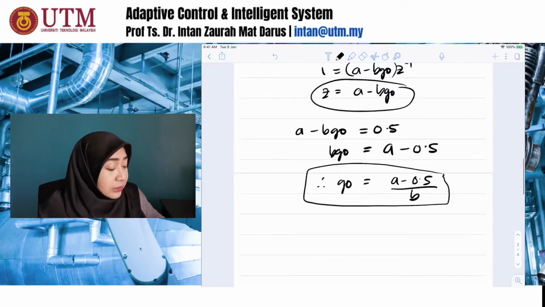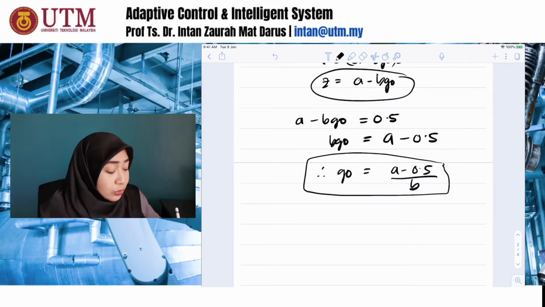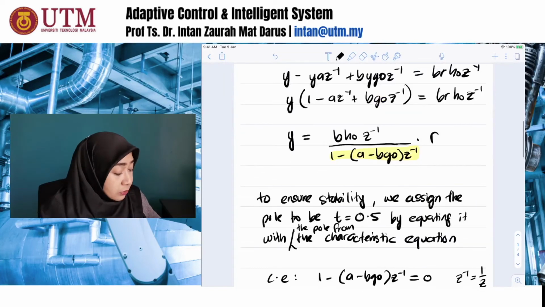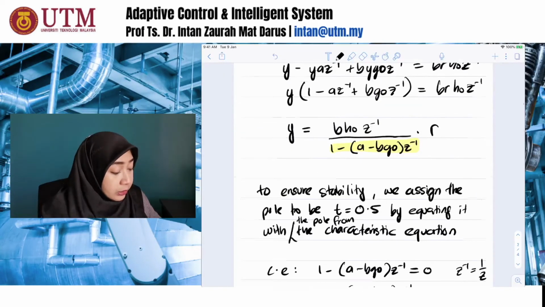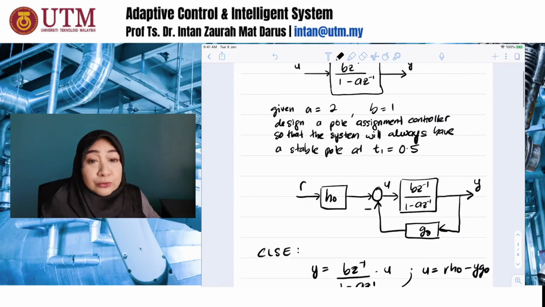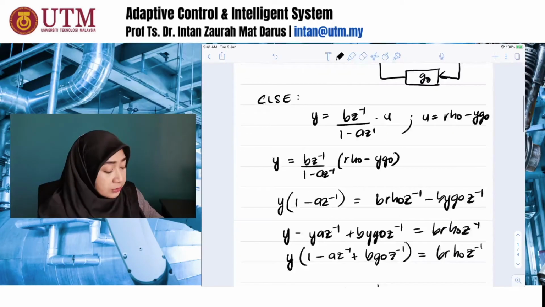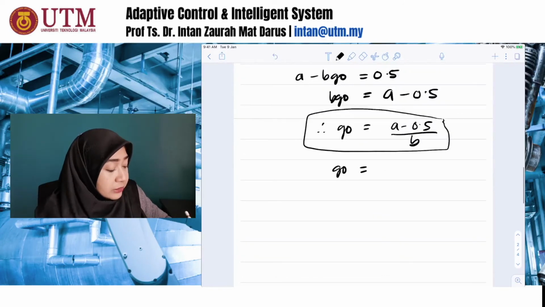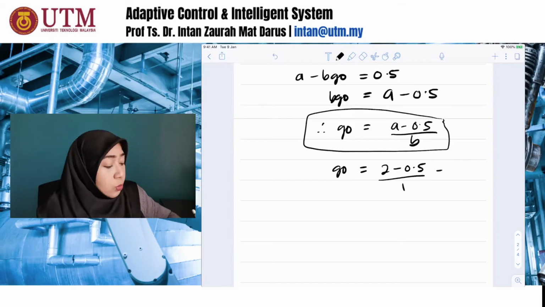Right, so then you already get the value of G naught. You can just substitute the values of A, which is, if I'm not mistaken, what was it just now? A is equal to 2, B is equal to 1. So you can just put A equals 2: 2 minus 0.5 divided by 1. That's going to give you 1.5. Okay, that is the value of your G naught.